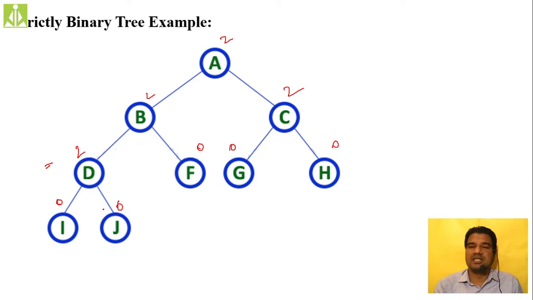Strictly binary tree: see how they differ concept-wise. Only that small logic you have to remember. A tree has its own definition and its own properties. A binary tree has a simple definition, and the definition alone differentiates between a tree and a binary tree. Again, in a strictly binary tree, the different definition itself differentiates it from a normal binary tree.